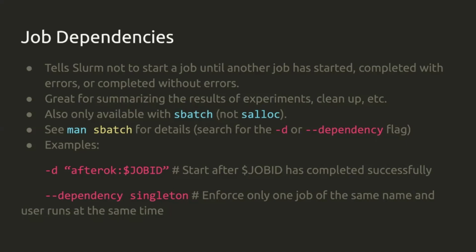Another one that might be interesting to some of you is the --dependency singleton. It doesn't need to be in quotes because there's no colon in there. And so the singleton one will enforce that there's actually only one job that's running. It'll look at the job name and the user that's running that job to determine that. So it'll only schedule one of those for you. And that might be helpful if you're doing something where you're spawning a job to do some file IO or something and you don't want to overwhelm the system.